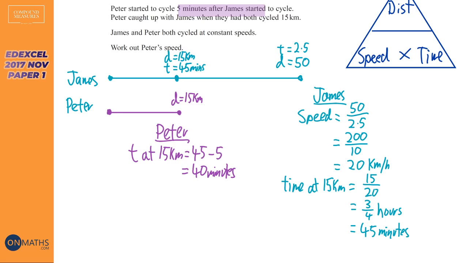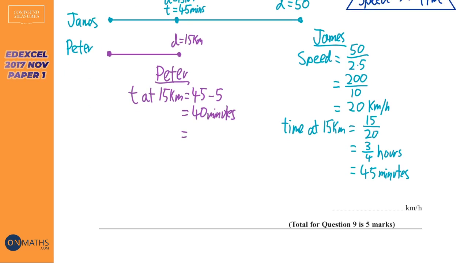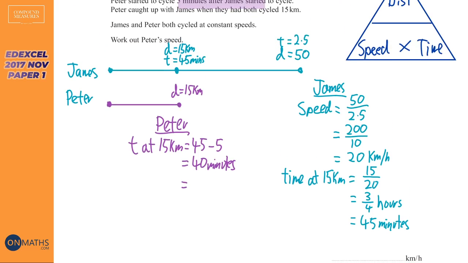Now we need to convert that into hours, because we want Peter's speed in kilometers per hour, and if you look in the question, it wants it in kilometers per hour, so we need to convert it back. All minutes are over 60, so we put this over 60, and then divide top and bottom by 10, and then by 2. So it's 2/3 of an hour, and so the time is 2/3 of an hour.